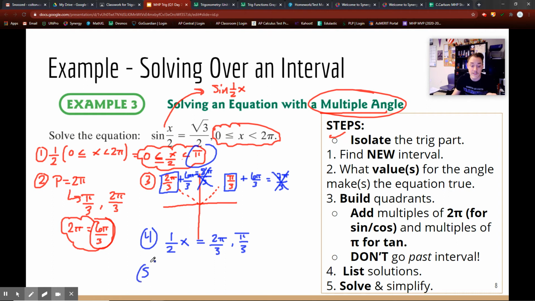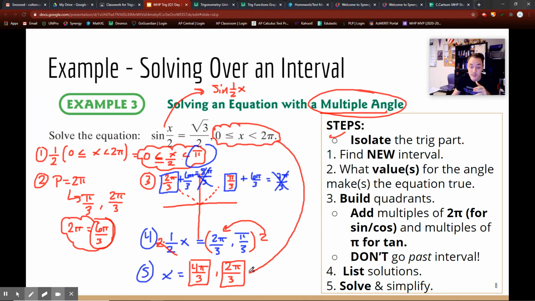And then step 4/5, step 5 is to, of course, simplify and solve. So I'm going to times by 2, and I'm going to take all of this and times by 2. So now 2 pi times 2 pi all over 3 times 2 is 4 pi all over 3. Okay, that's my first solution. And then 2 pi all over 3 is my other solution, because 2 times pi over 3 is my next solution. What does this mean? This means these are my answers in my original interval, which is exactly what it asked for.